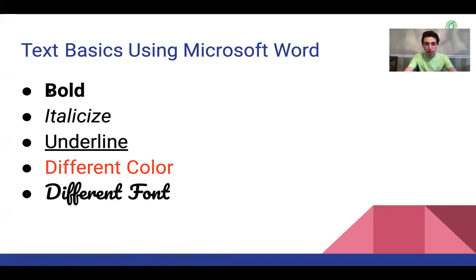Bold, as you can see, makes the text more bold. It's more thick. Italicized, you see it slants a little bit to the right. Underline has a line directly under it, and different colors use different techniques. Obviously you can change to red, orange, yellow, green, blue. You could use any color you want, and different fonts use all different styles of text to make text look different.